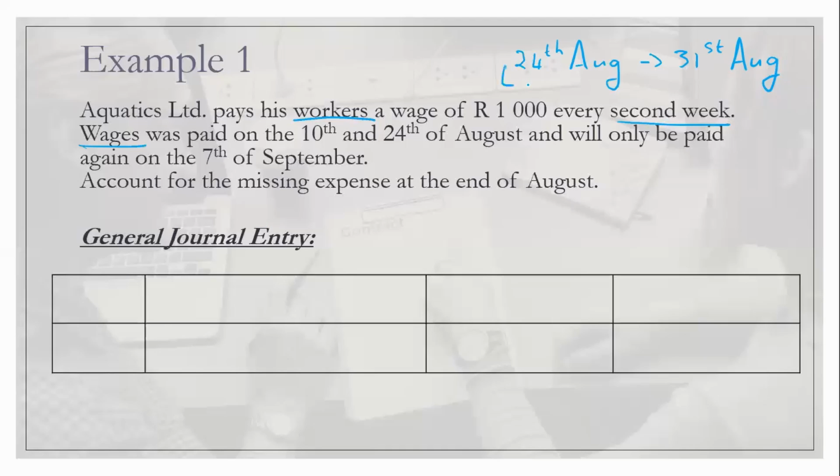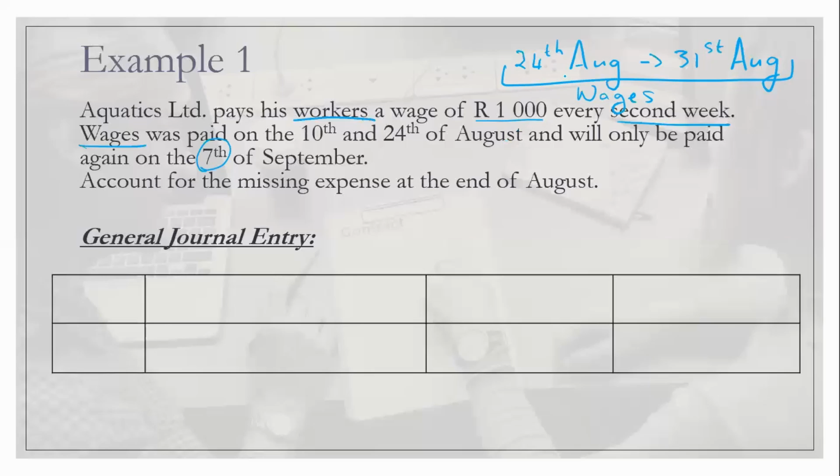So for this period, we still owe the workers wages. But we know that we pay 1,000 Rand every second week, and we're only going to pay on the 7th of September again. So we have accrued expenses of wages that we have not yet paid by the 31st of August. Can anyone tell me what they think would be the amount? Would it then be 500 Rand instead of 1,000?